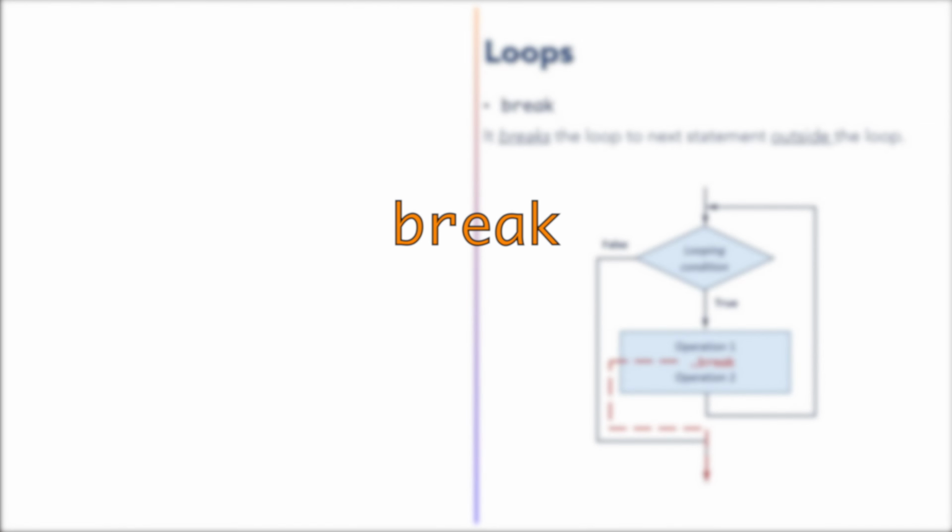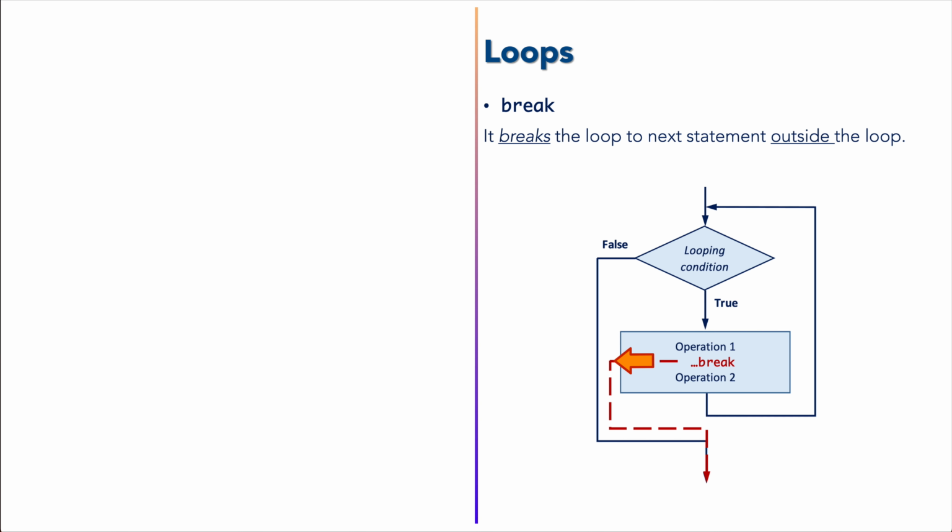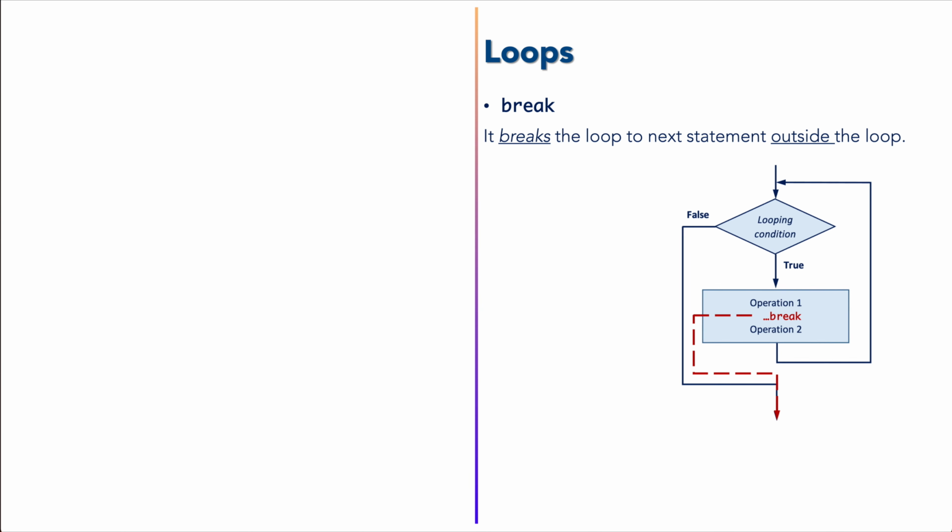The break statement literally breaks the loop at its position and makes the flow control jump to the next statement outside the loop, as you see here on this flowchart. As a result, any statement after break, operation 2 in this case, will not be executed. For this reason, break statement should always be associated with a condition that determines when the loop will be terminated.